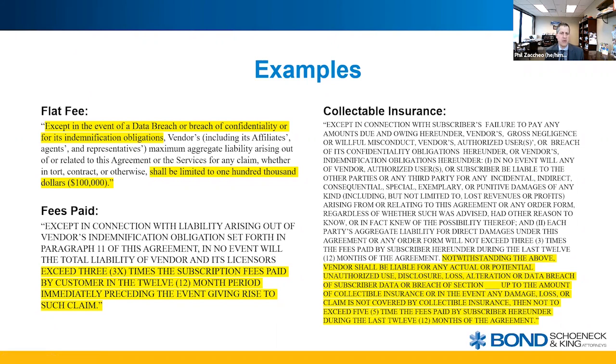The lower left is your typical fee-based cap, right? 3 times the fees paid during the 12 months preceding the event giving rise to the claim. And then on the right-hand side, you have an insurance-based provision. Again, at the front end of that, there are some carve-outs as to particular types of liability. So the institution did a good job there, excluding those from the cap. And then down at the bottom, you see the insurance-based cap language. Next slide, please.